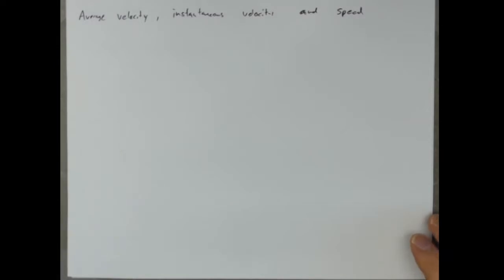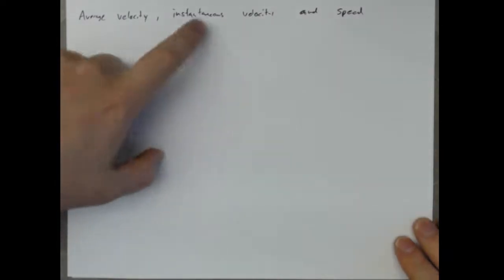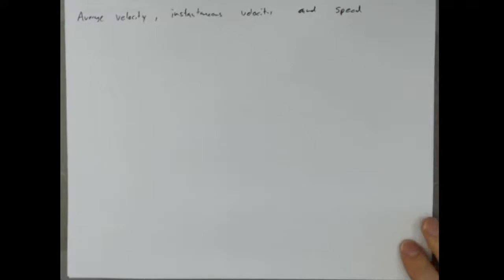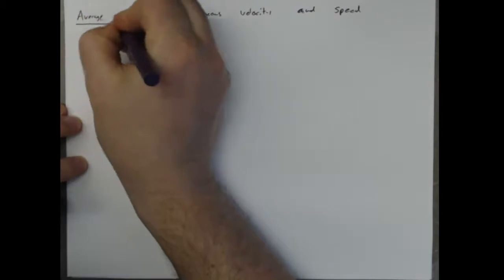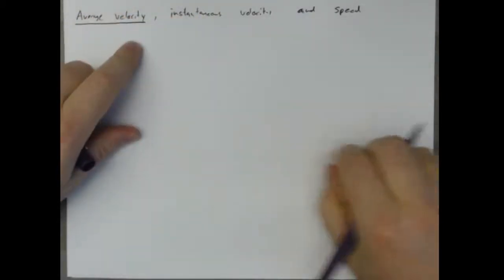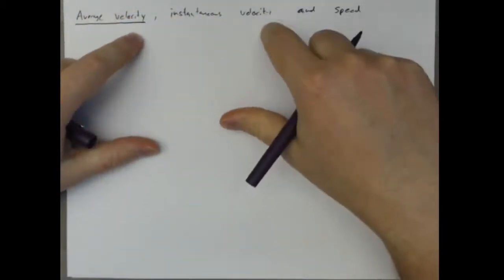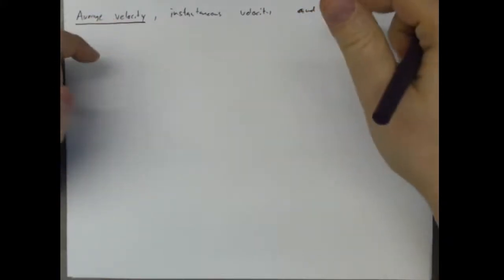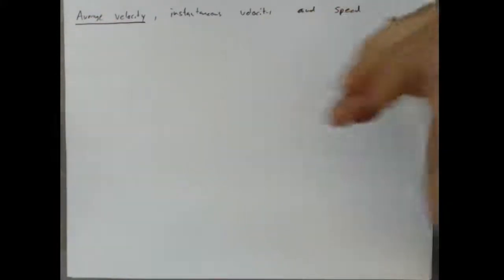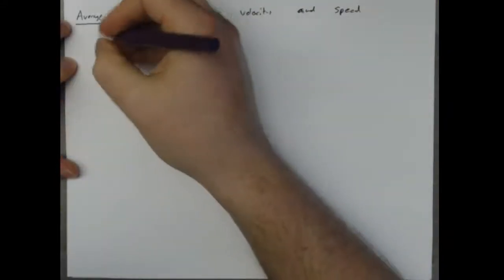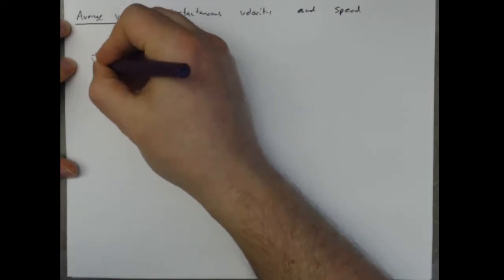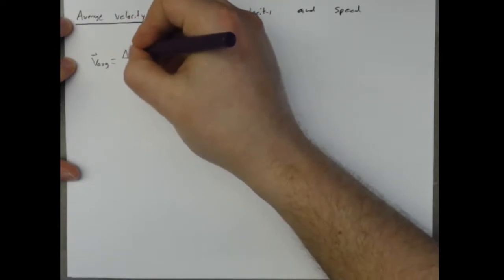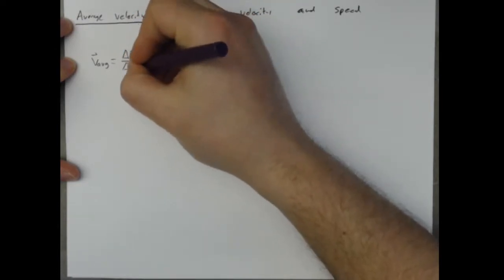Next we're going to talk about velocity: average velocity, instantaneous velocity, and speed. We'll start with average velocity. In all cases, these have to do with the rate of change of the things we just talked about with respect to time. So the average velocity, the v with a little average bar, is going to end up being the displacement over the change in time.